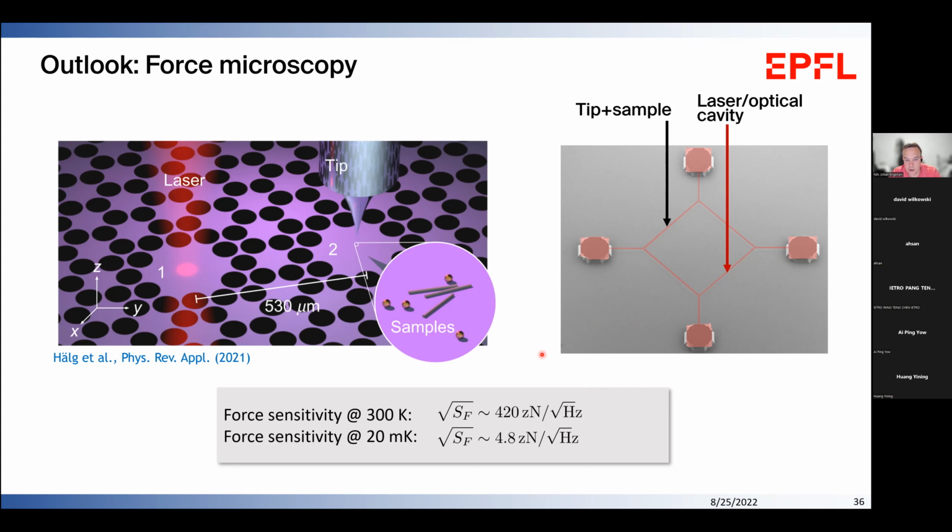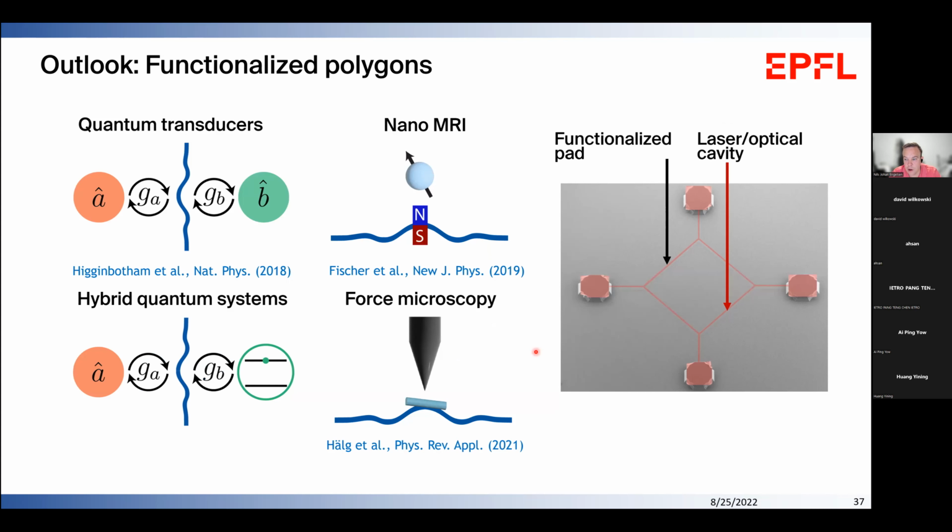Another interesting avenue is to try to functionalize one side of the polygon resonator. So if you can put a nanomagnet here, you can use this to do nano MRI. Or if you can metalize this side, you can make quantum transducers from the microwave to the optical domain. Or you can put other materials here that would enable you to couple to other quantum systems.